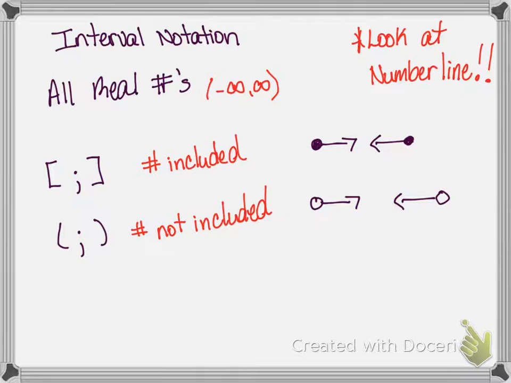Instead of using the closed dot, we're going to use brackets. So our brackets mean the number is included. The open dot and the parenthesis means the number is not included. Now, you have got to graph this. If you don't graph it, there's a high likelihood that you're going to make a mistake on your interval notation.